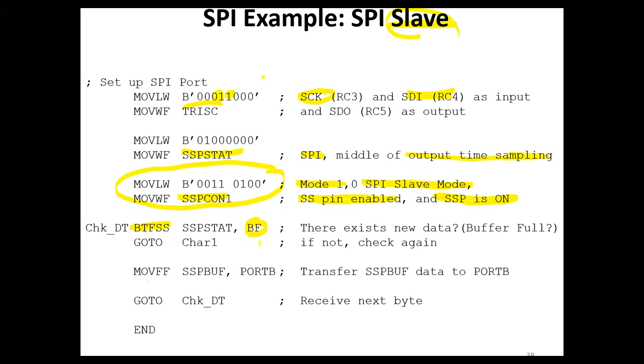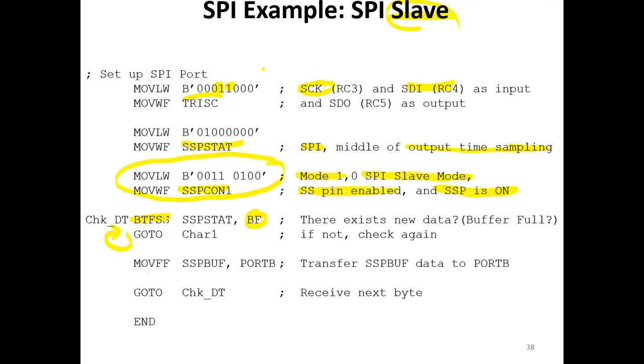Okay, so for the slave, we just have to wait for the flag to be 1. As long as the flag is 0, we have to keep looping here. If the flag is set, we skip. We have to read the data from the SSP buffer and send it to port B. Move FF SSP buffer, comma, port B, and you have to return back to check the flag again.